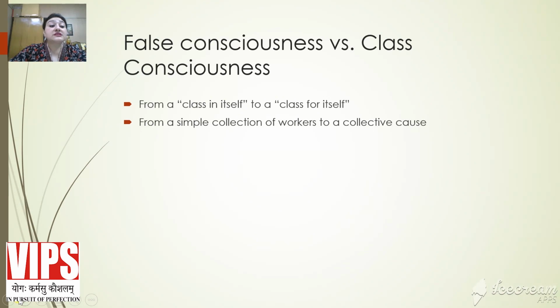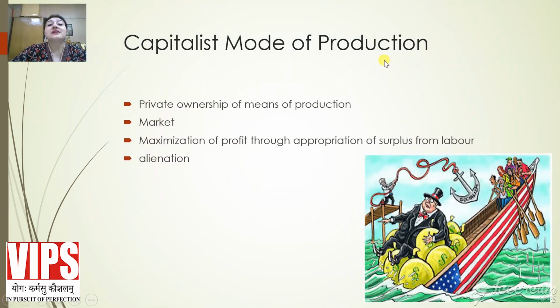So it's very essential to understand that under the capitalistic mode of production, there are a few features. First, there is a private ownership of means of production. The second is that the commodities being produced are produced for the market, and in order to stay competitive, the capitalists or the bourgeoisie will now have to extract as much labor as possible from the workers at the lowest possible cost.